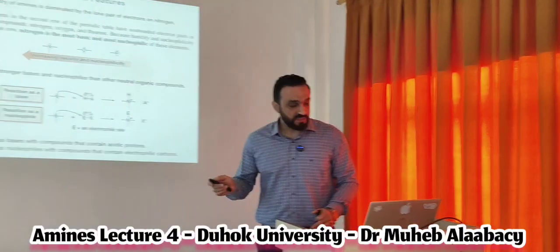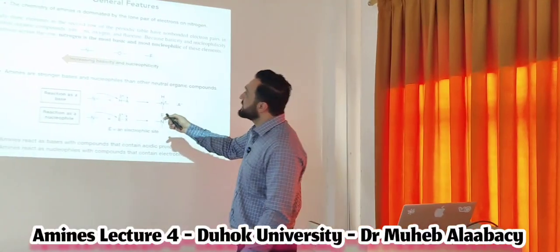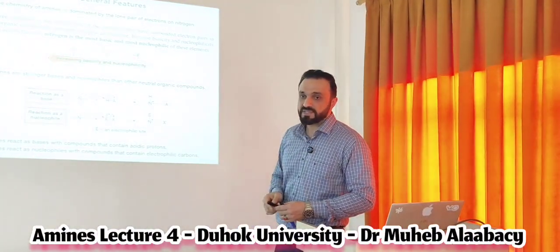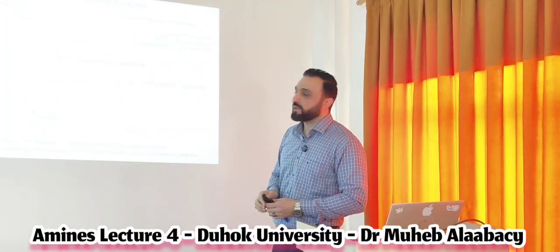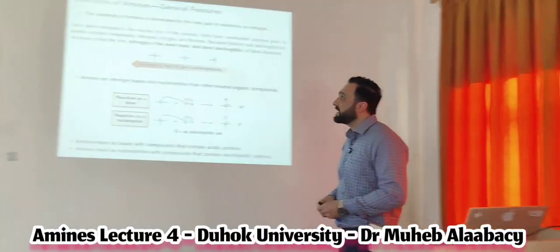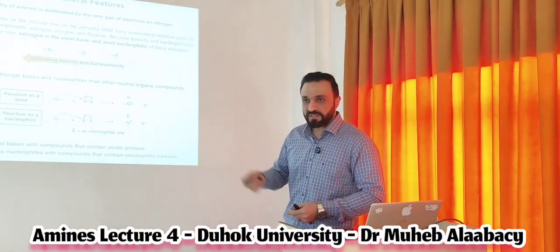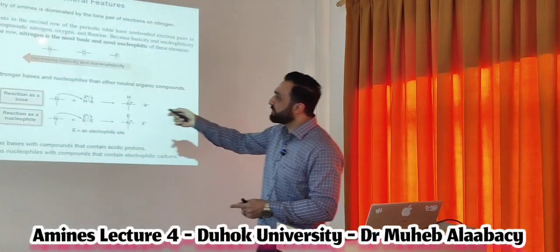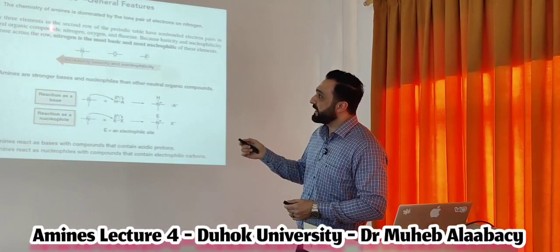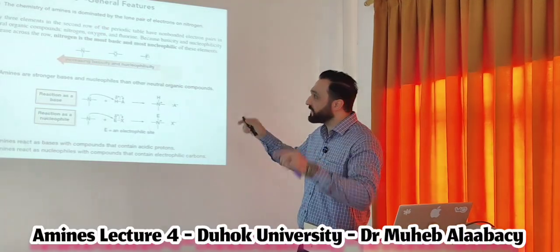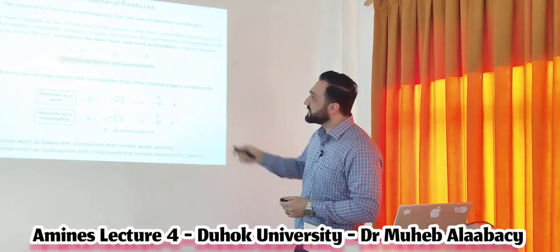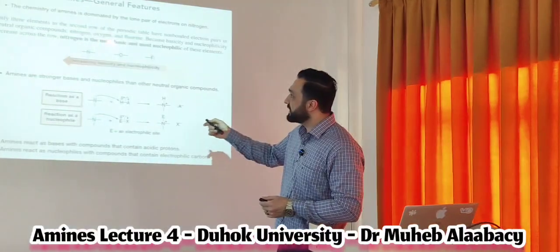So it says here, the chemistry of amine is dominated by the lone pair of electrons on the nitrogen. This is important for amine compounds. The chemical properties of this compound come from this lone pair of electrons on the nitrogen. Only three elements in the second row of the periodic table have a non-bonded electron pair: nitrogen, oxygen, and fluorine.